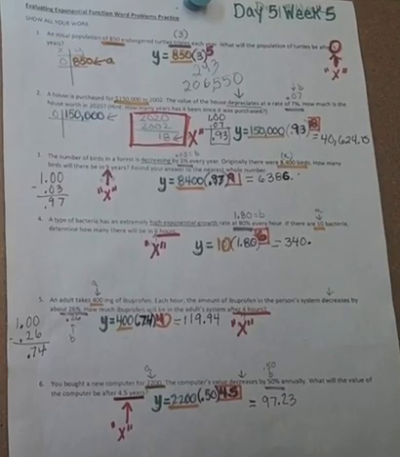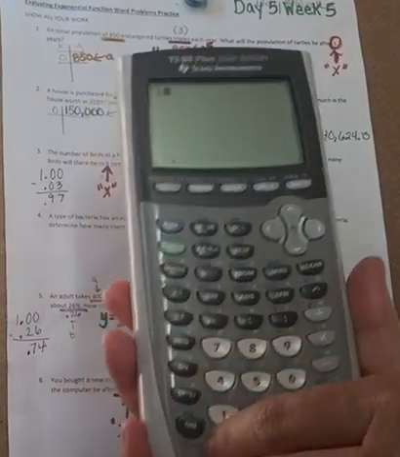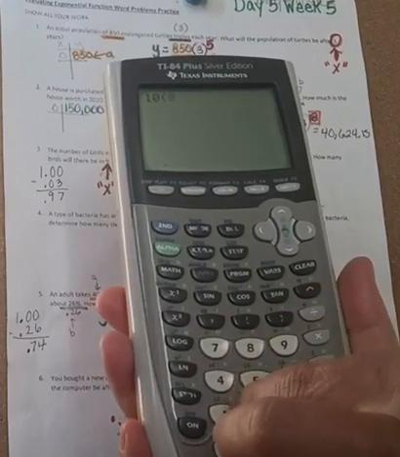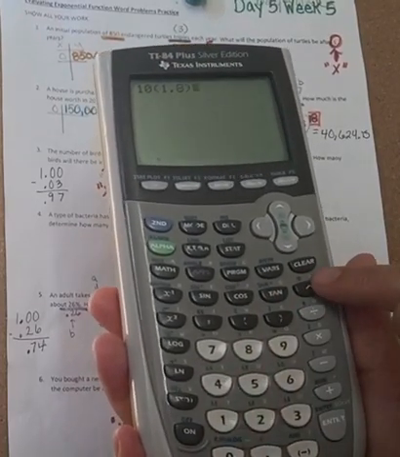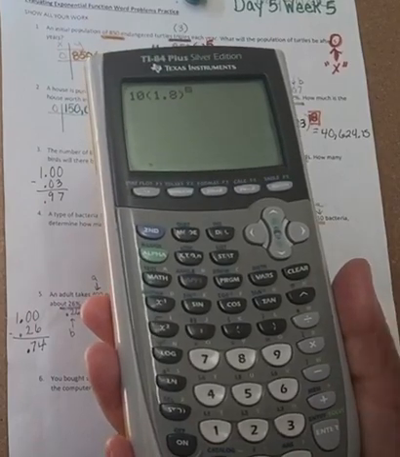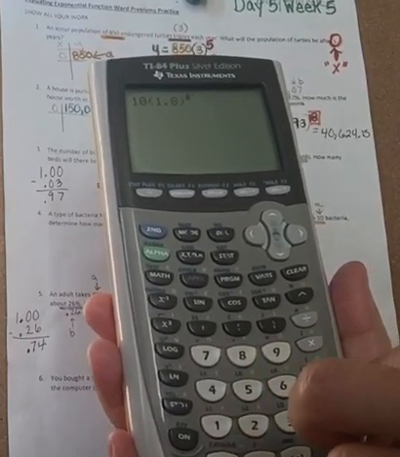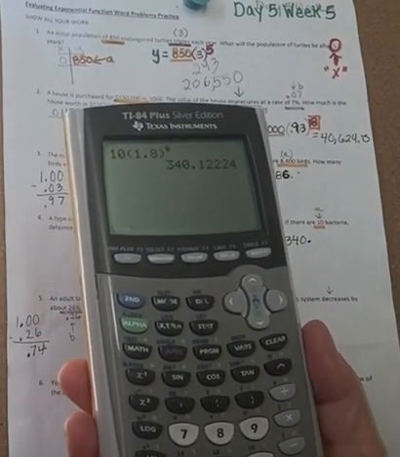Okay, and then again, we'll put that in the calculator. So I'm going to put 10, parentheses, 1.8 parentheses, hit the arrow up button, and then hit the 6, hit enter, and I get 340, okay?